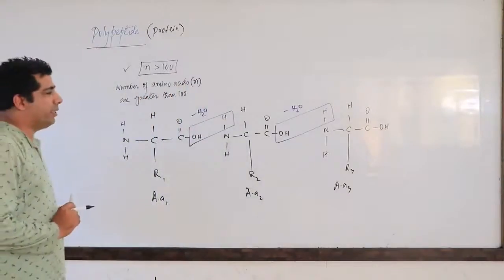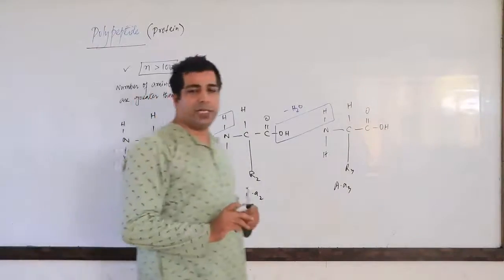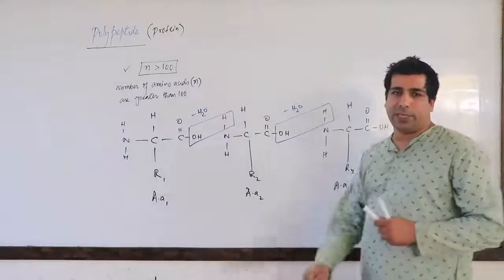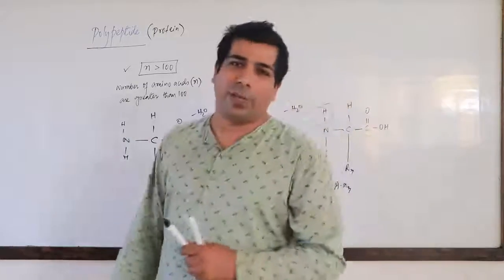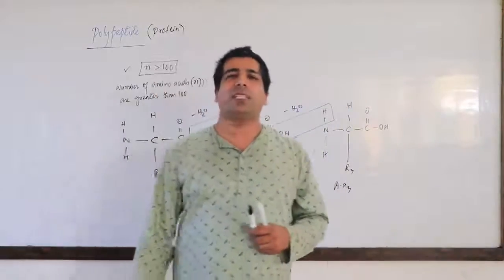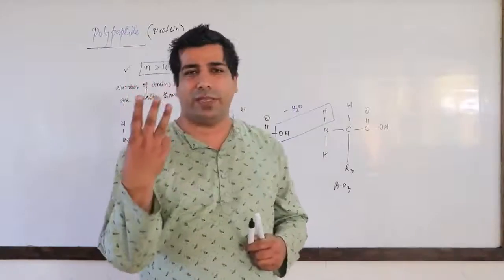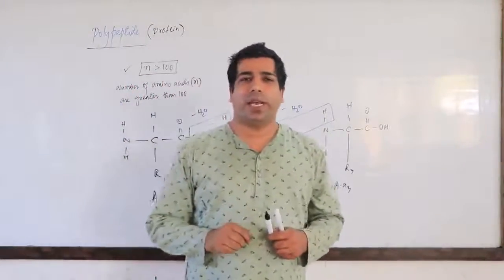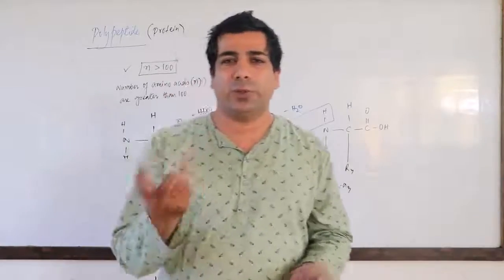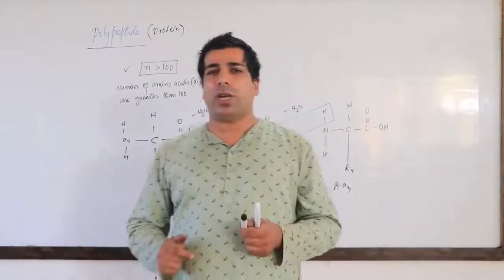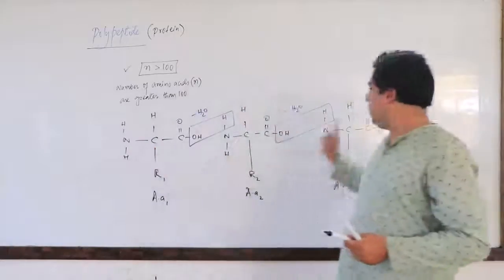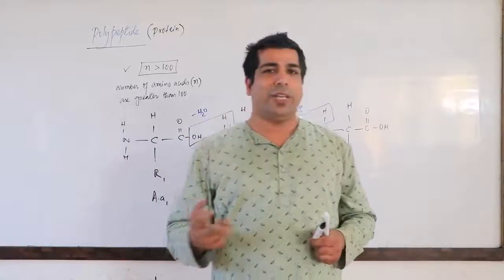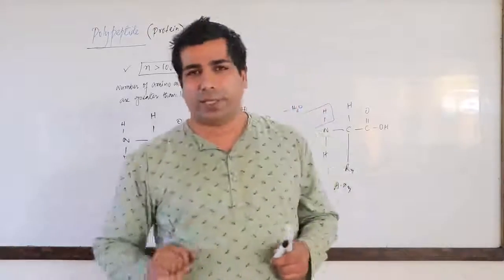Now what is my point? How many amino acids am I taking? 1, 2, 3 amino acids I am taking, correct? When I am taking 3 amino acids, what is the N value? N value is 3. Number of amino acids is 3. How many peptide bonds will be there? N minus 1, 3 minus 1, what is that? 2 peptide bonds. See here, how many amino acids are here? 3. 3 amino acids means tripeptide. And tripeptide will have 2 peptide bonds, correct?